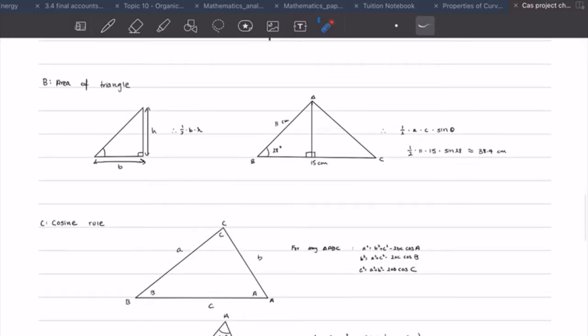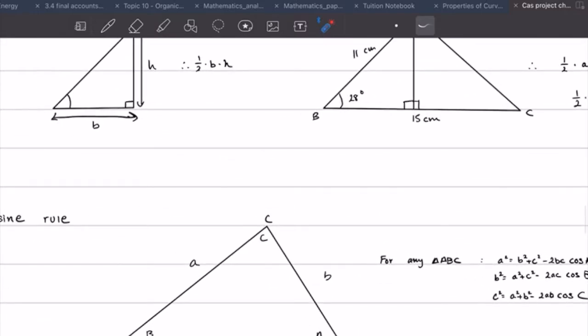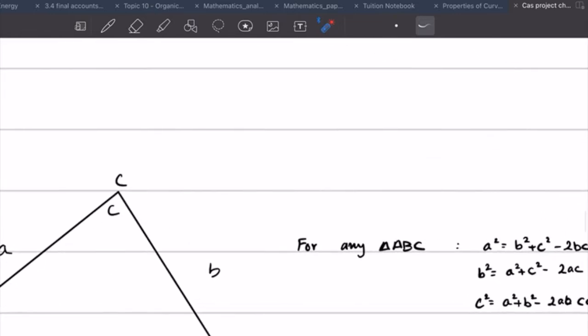So for any triangle A, B, C, the cosine law relates to three sides of a triangle and one of the angles of a triangle. So I'm going to expand on this soon, but for now, let's talk about this.